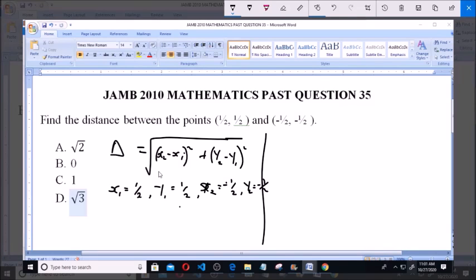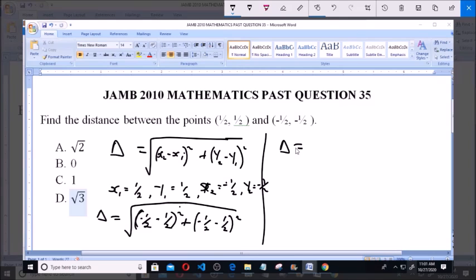Now our D, distance between these points, will be equal to square root of x2 minus x1, that is minus 1 all over 2 minus 1 over 2 square, plus y2 minus y1, which is minus 1 all over 2 minus 1 over 2 square. Now D is equal to minus 1 all over 2 minus 1 all over 2. That will give us what?